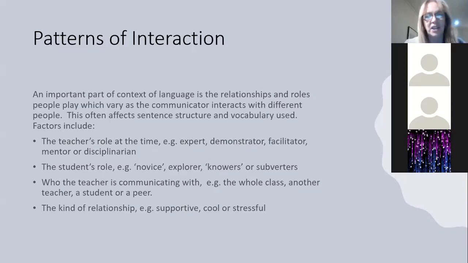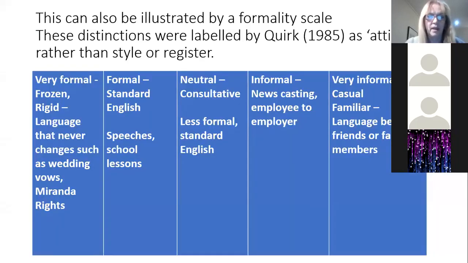And who is the teacher communicating with? Is the teacher communicating with the whole class, another teacher, a student, or a peer? All these are going to affect our role, our identity in that situation. And the kind of relationship: is it a supportive relationship? Are you talking to another teacher who's really supportive? Or maybe you've been paired up with another teacher and they're kind of cool, they make you feel stressed. So all different patterns of interaction. So this is part of formality and register.